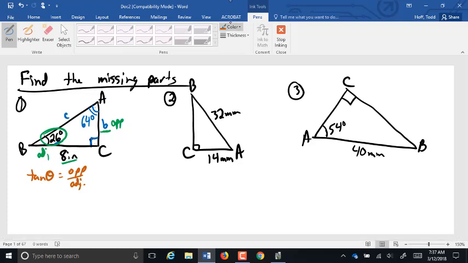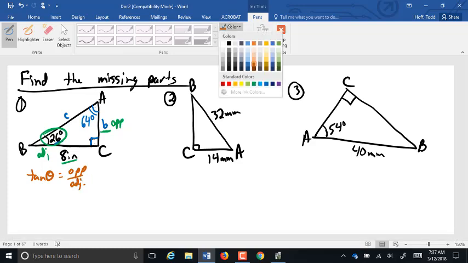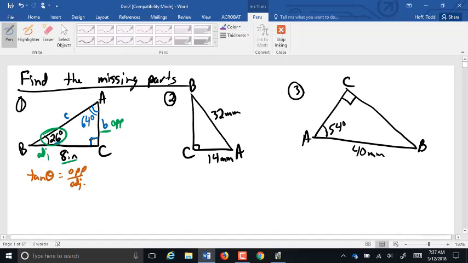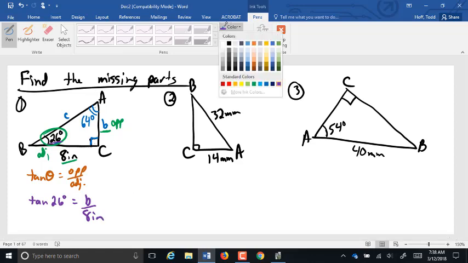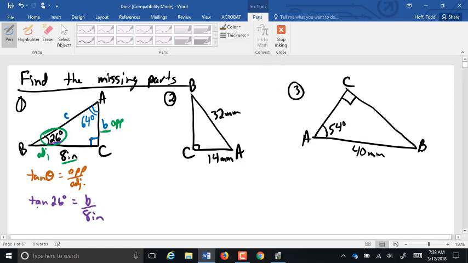So I write out my definition of tangent. Tangent of theta equals opposite over adjacent. Now I'm going to plug in what I know. Do I know the angle? 26 degrees. Very good. Do I know the opposite side? That is B. That's what I'm looking for. The adjacent side, 8 inches. Now I am looking for a side. I have the angle.